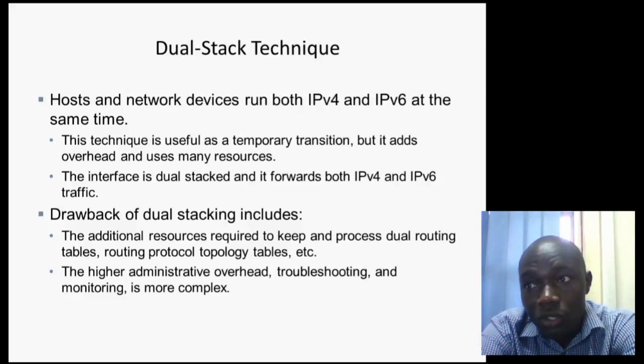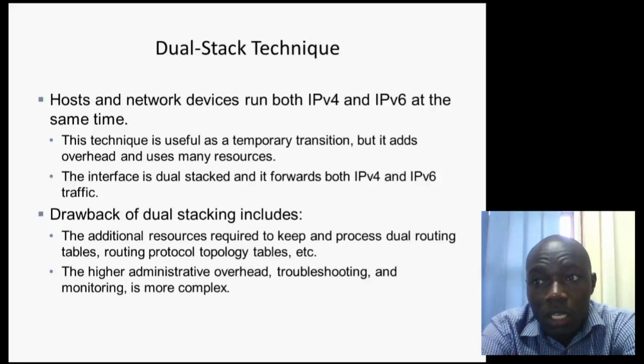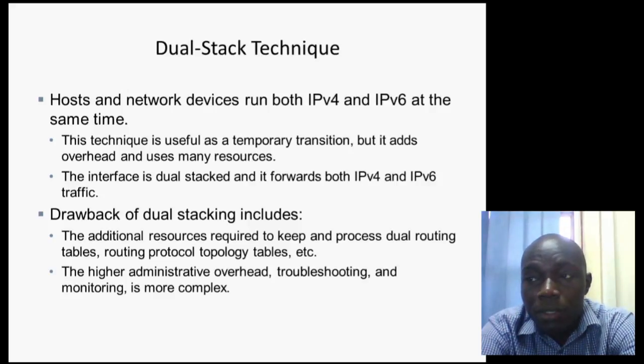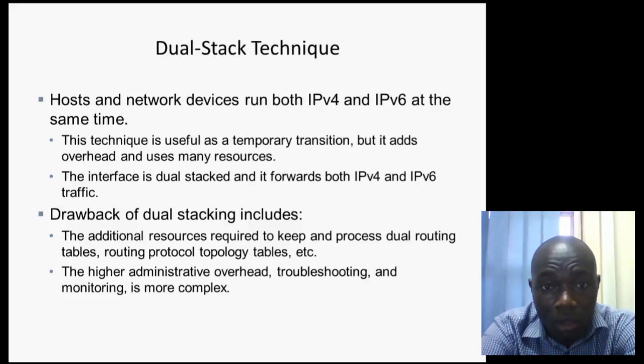The interface is dual stack and it forwards both IP version 4 and IP version 6 traffic. The drawbacks of dual stacking include the additional resources that are required to keep the dual routing tables, routing protocol topology tables, etc. Then the other drawback is the higher administrative overhead. Troubleshooting and monitoring becomes more complex.